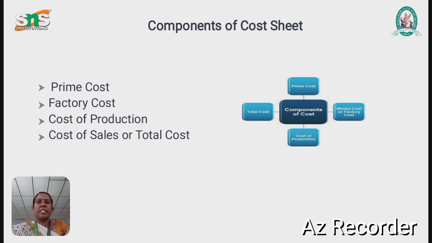Cost of sales or total cost. It is the sum of the cost of production and selling and distribution overheads. Total cost equals cost of production plus selling and distribution overheads. Selling and distribution overheads are expenses incurred on marketing, selling and distribution of product. It includes the cost of packing material, expenses incurred on advertisement, traveling expenses, rent of warehouse, insurance of goods, bad debts, etc.